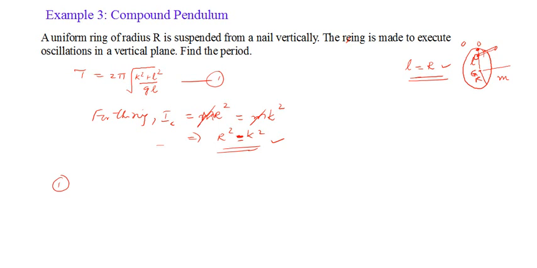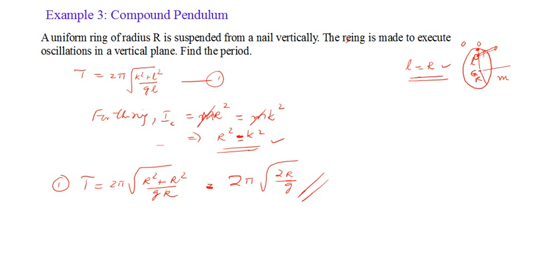So equation number 1 will be reducing to T equal to 2 pi into root of k square, that is R square, plus l square, and l is also R, so R square plus R square, divided by g into l, which is R. So it will be 2R square by g R. So T equal to 2 pi into root of 2R by g, right? And that is the answer here. 2R is nothing but the diameter. So 2 pi into root of diameter by g will be the answer for this particular problem.